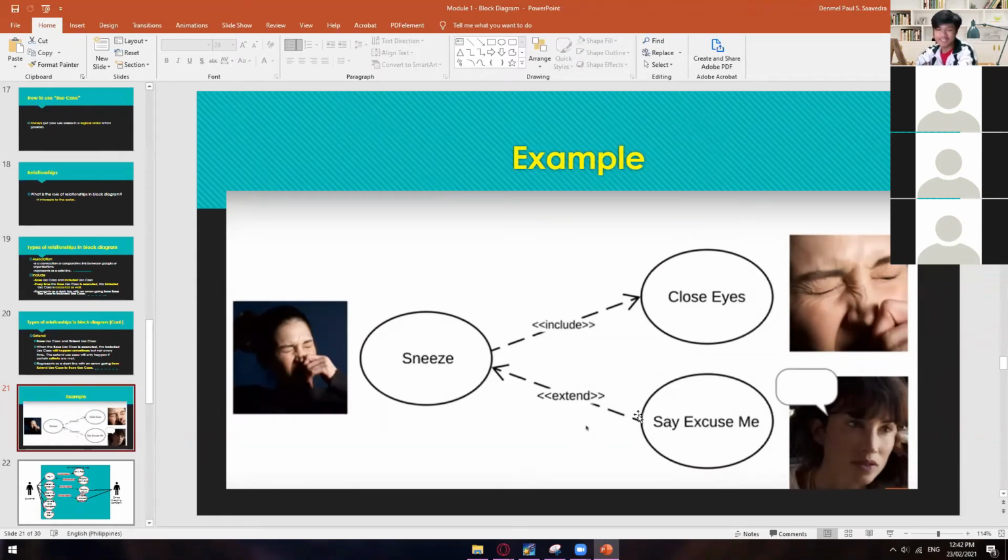And then we have the extend, which is situational. If there are people around, you will say, excuse me. But if nobody is around and you still say excuse me, that's scary, you might be seeing something else. This is a very good example of include and extend use cases. Did you guys get this one so far?